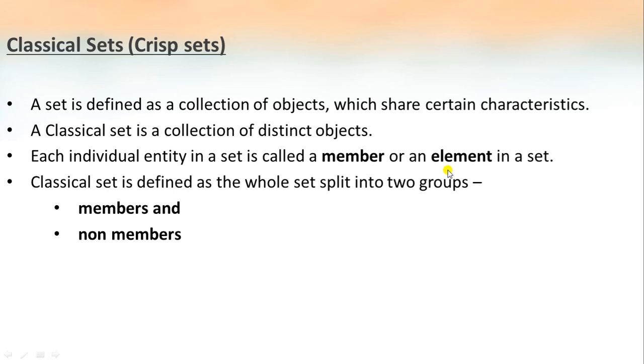A classical set is defined as the whole set split into two groups. That means we can consider a classical set as two groups. That means an element is either a member of that classical set or not a member of the classical set. That means no partial membership exists.